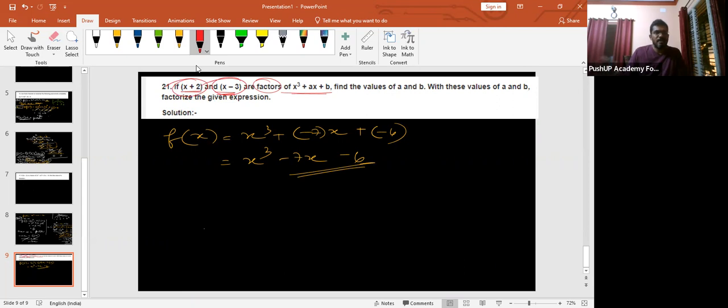They were asking us to factorize the given expression completely, right? Two of the factors are available. We need to find only the remaining one factor, isn't it? Only the remaining one factor we have to find. How to do that? I will teach you a very easy method.